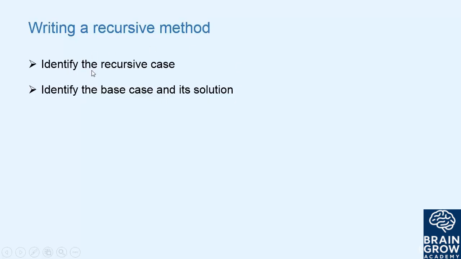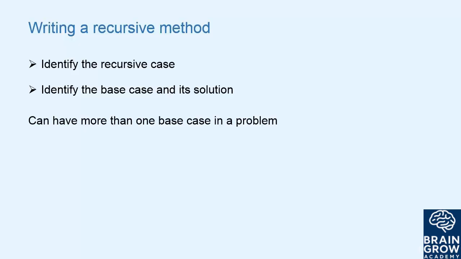Now to identify the recursive case, we need to think how we can break our problem into a similar type of smaller problem. And this base case is the case in which the problem can be easily solved. So we have to identify the base case and find the solution of the problem in this case. If we don't define a base case, then we'll have infinite recursion because the recursive method will keep on calling itself.